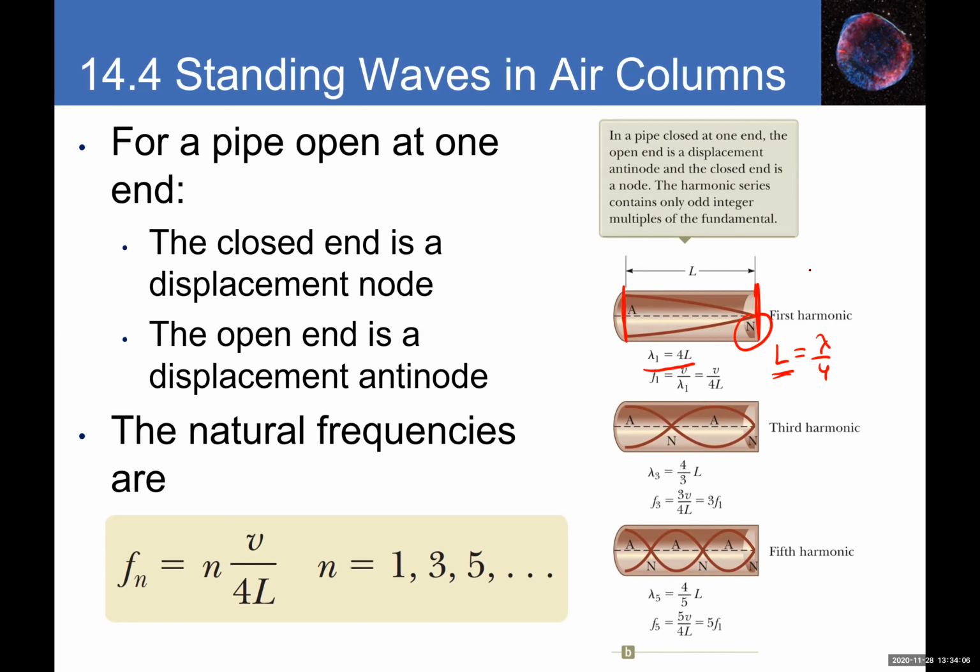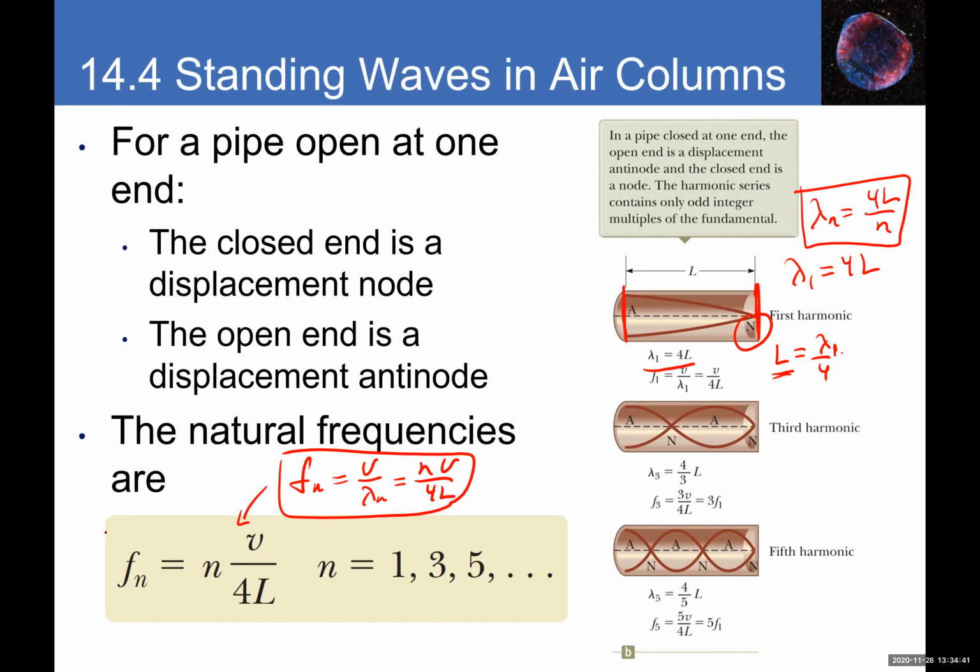Which means in this particular case, in terms of lambda 1, L equals lambda 1 over 4, or lambda 1 equals 4 times L. And then lambda n equals 4L over n. If I take this and plug it into f n equals v over lambda n, what we get is n v over 4L. That means the difference here is n times v over 4L.